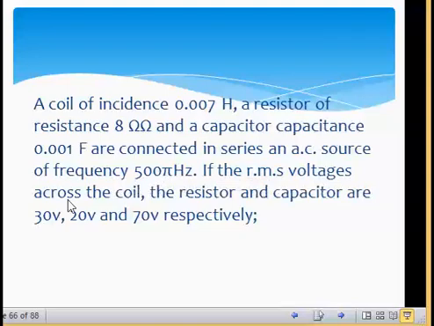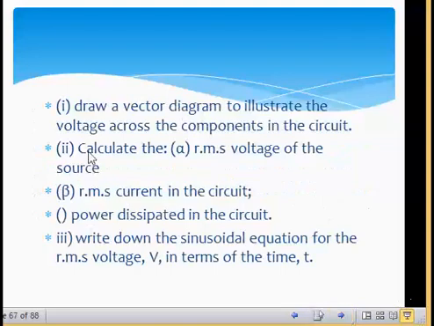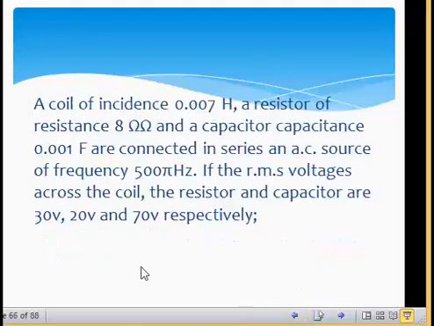If the RMS voltage across the coil, the resistor and the capacitor is 30 volt, 20 volt, and 70 volt respectively, what are we looking for? Draw the vector diagram to illustrate the voltage across the components. Let's look at how we draw the vector diagram. For the inductor, the RMS voltage is 30 volt. For the resistor, that is 20 volt, horizontal, remember. For the capacitor, 70 volt, that's downward.